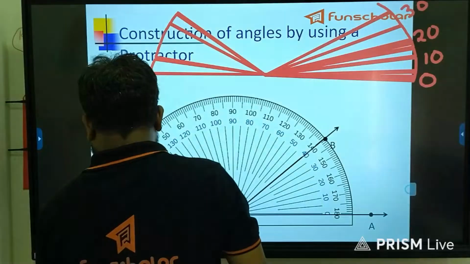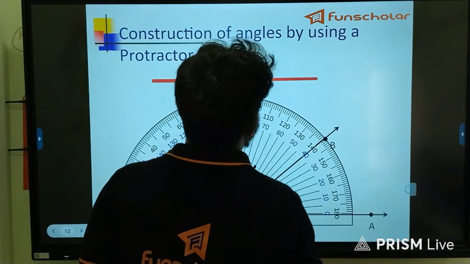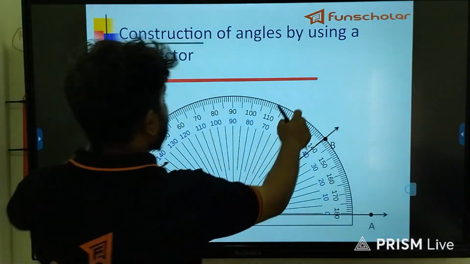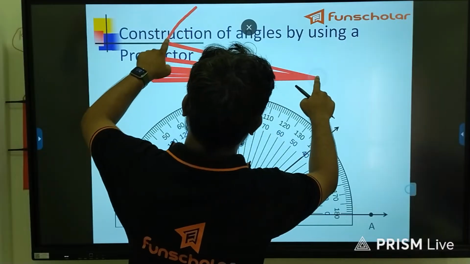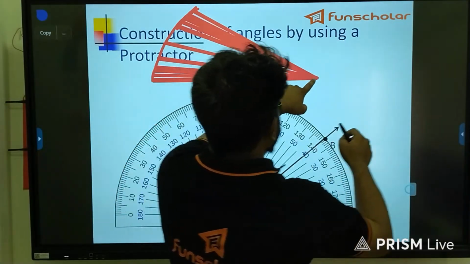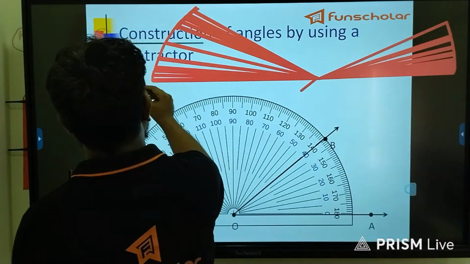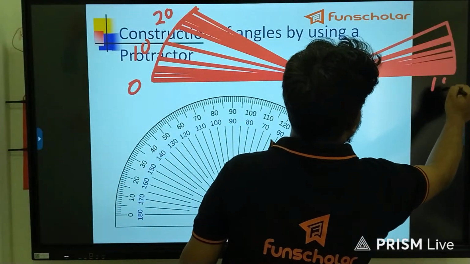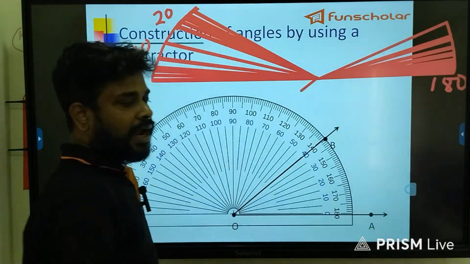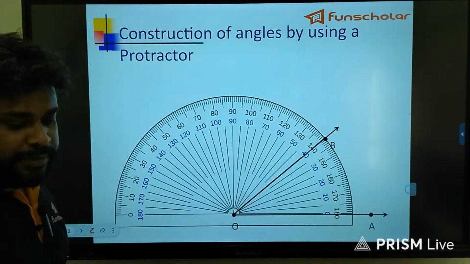Okay, again, if I start drawing it from the left side, what will I have? It will start from here and will go up like this and will end up here. So 0 degree will be here, 10, 20, and it will end here at the 180. Okay, so it's done.